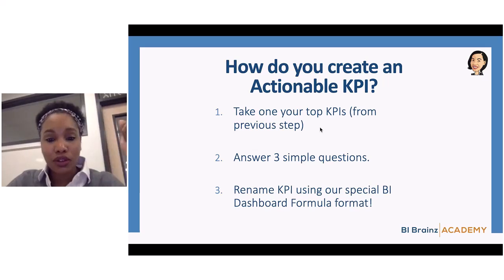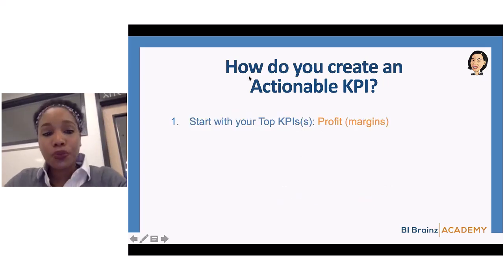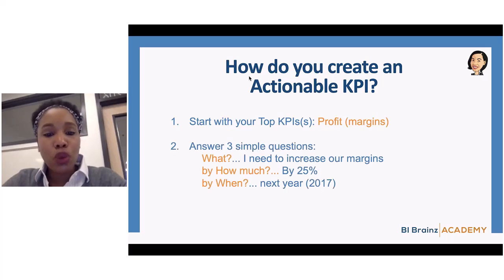there's 3 steps that you need to take, and I'll show you. It's kind of fun. So the first step is that you want to take one of your top KPIs, right? And you want to answer 3 simple questions, and then you want to rename them. So let me show you what I mean. So let's say we start up with this KPI margins, right? Profit margins, right? Now, what we want to do is we want to take this KPI under metric, guys. It could be a metric, right? And we want to ask ourselves 3 simple questions.